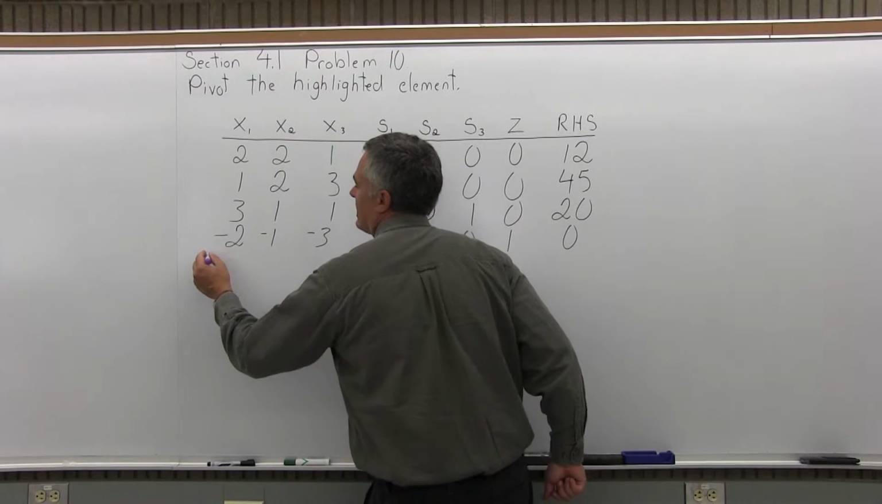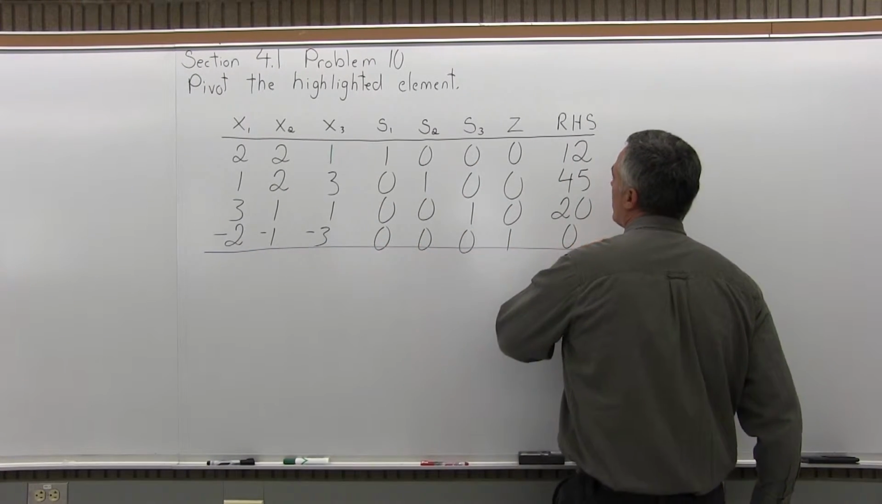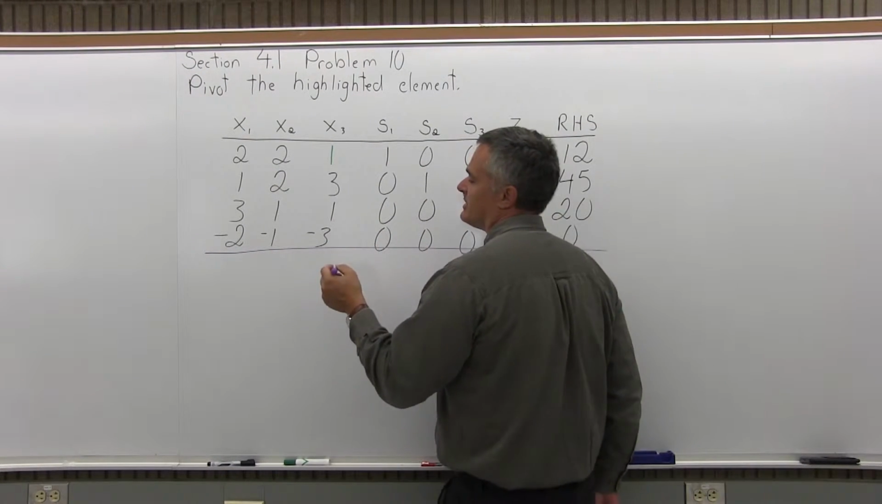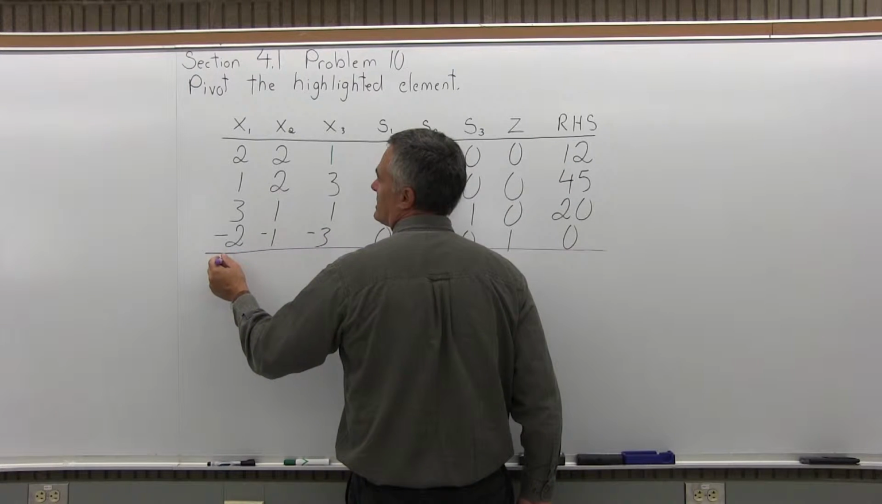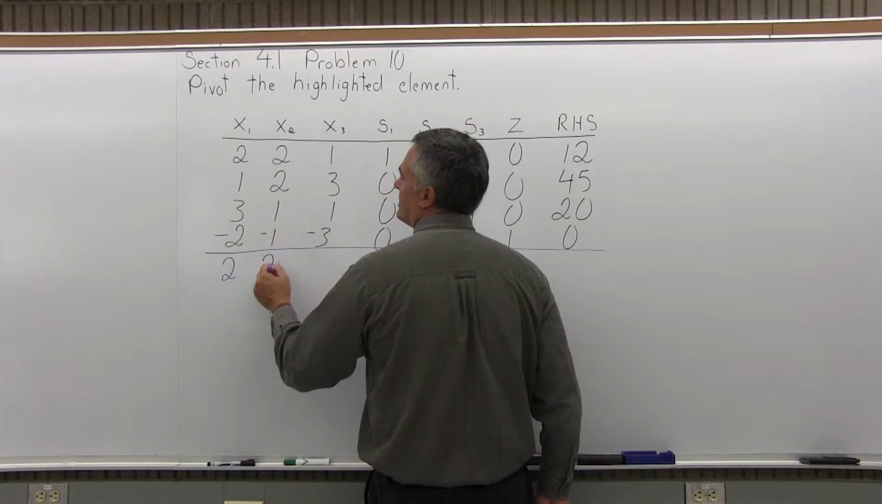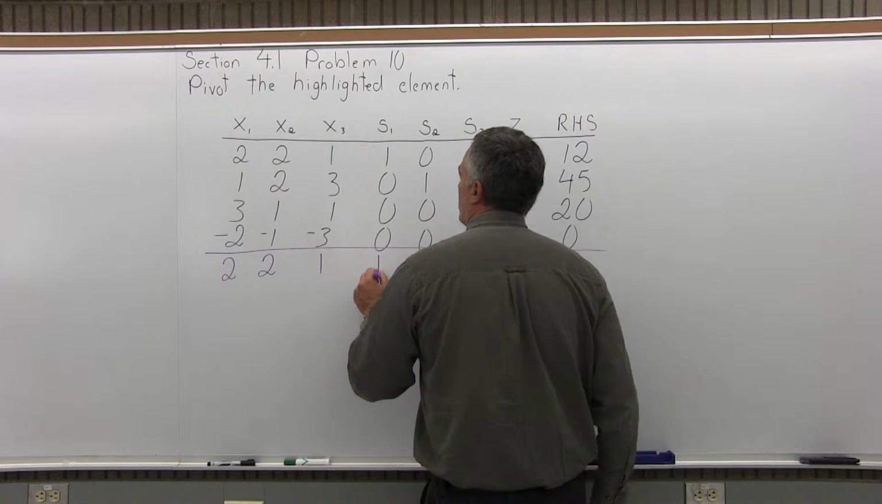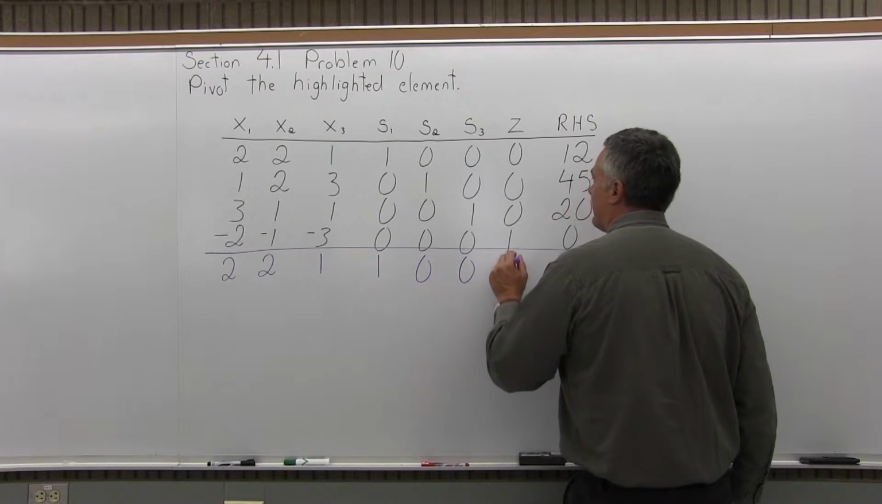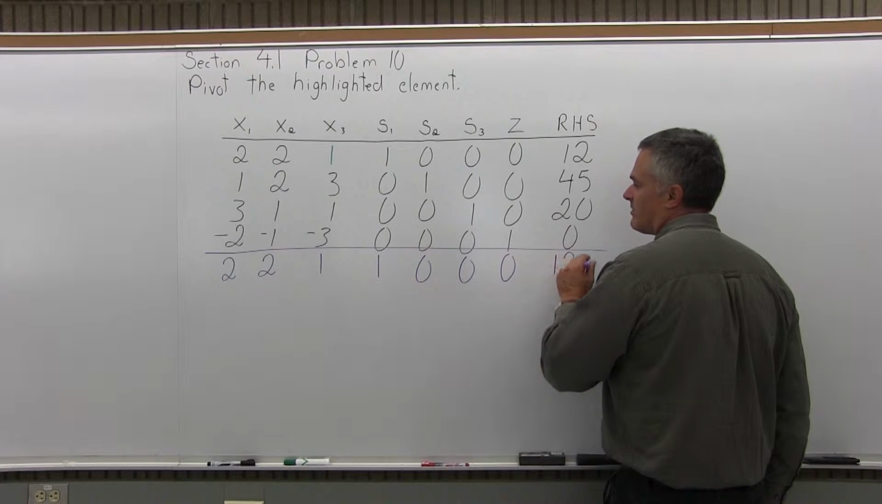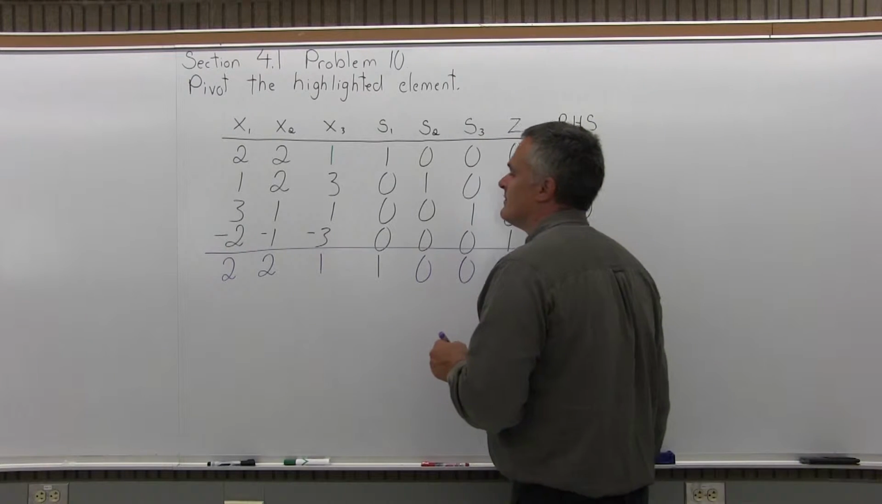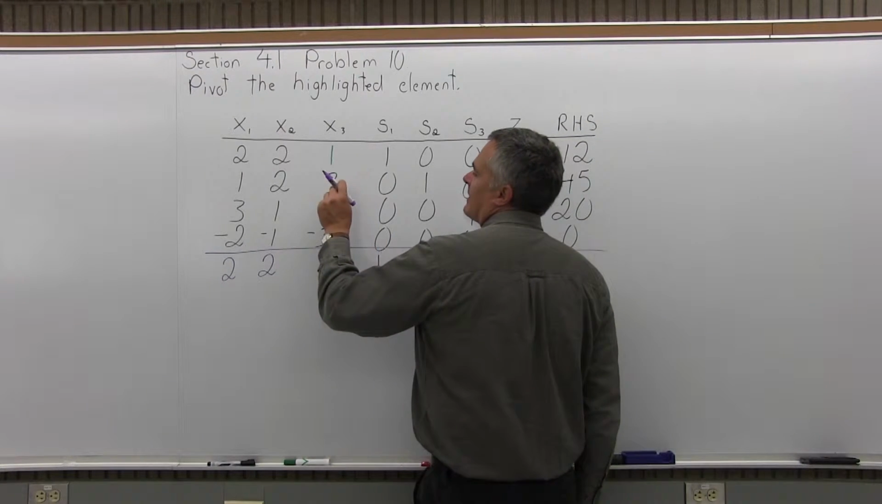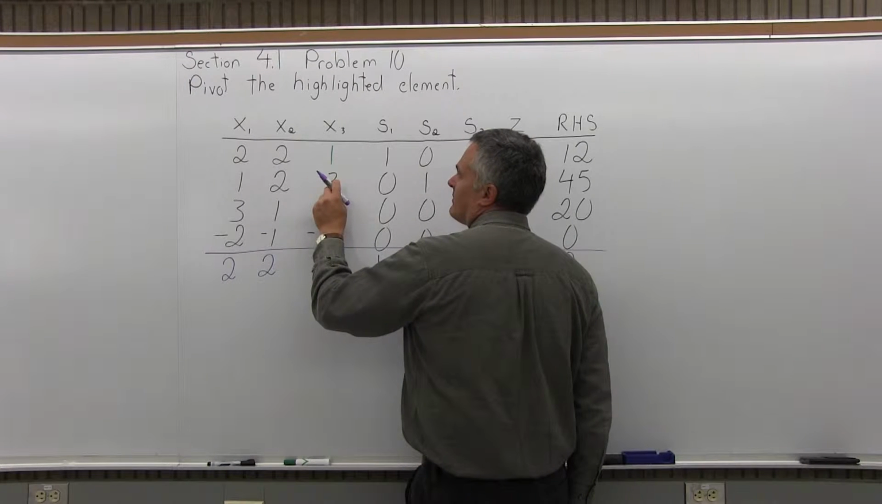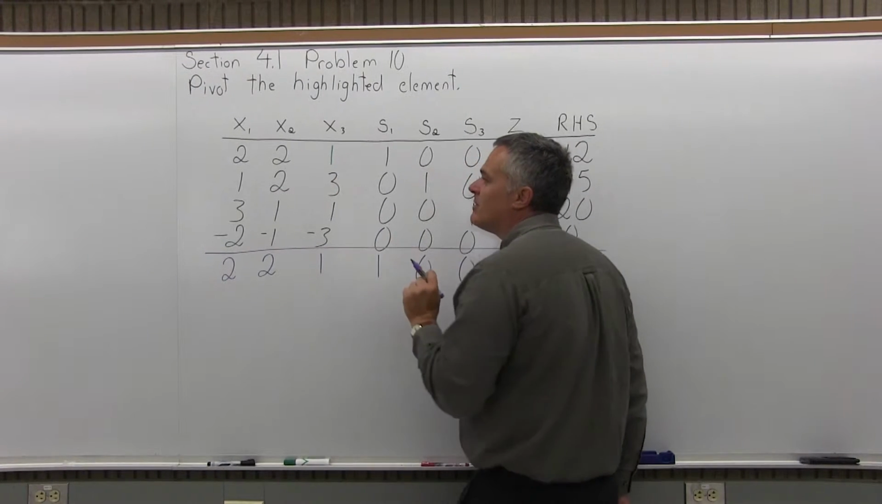The pivot element is in the top row, so I don't want to change the top row. I want the top row to stay the same, and it will. So I can just keep the top row 2, 2, 1, 1, 0, 0, and then a 12. Now, the next row down in my pivot column, I have a 3. That 3 must become a 0.